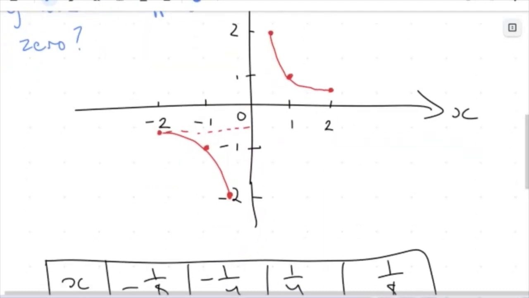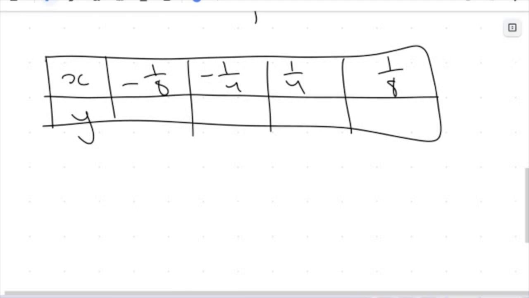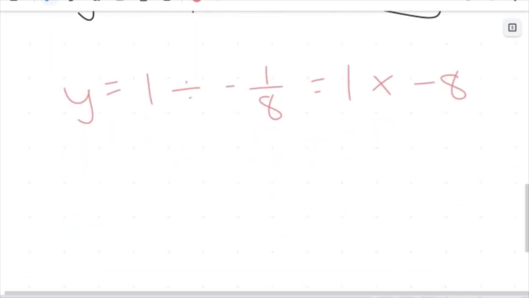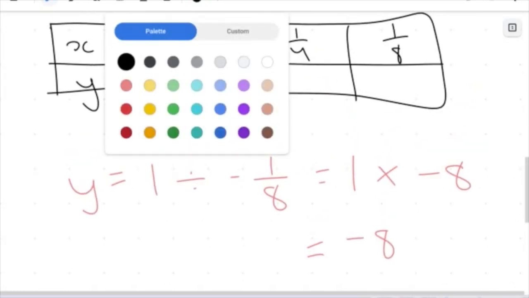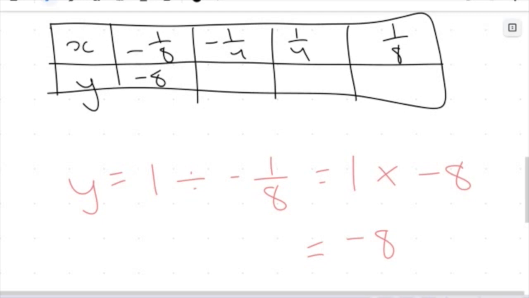So what we're going to do is substitute these values into y equals 1 over x. So my first one, this is y equals 1 over -1/8. Now, we remember before, this is annoying to do, so let's think of this as 1 divided by -1/8. Now, when we divide by a fraction, that's the same as multiplying by its reciprocal. So I get 1 times -8 gives me -8. The same thing is going to happen for the next one.